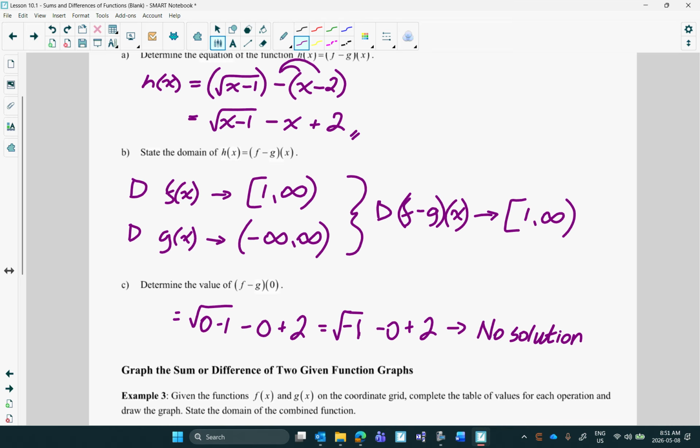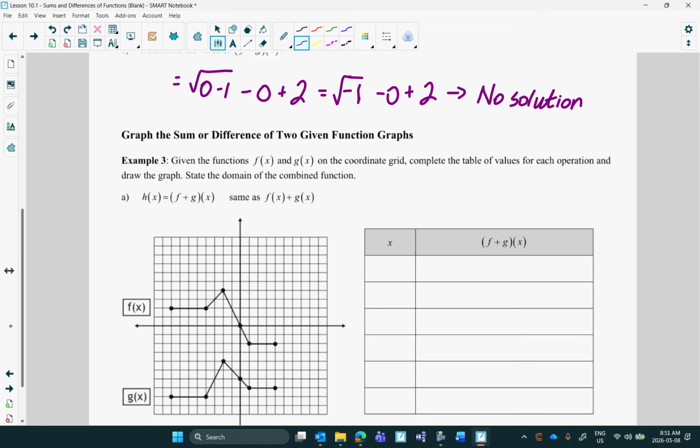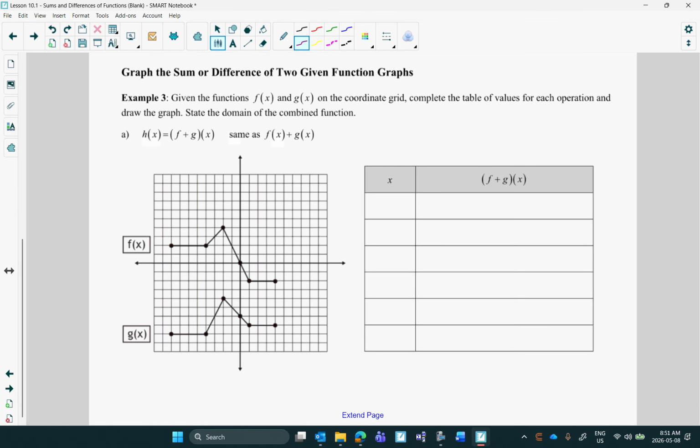Okay, the last thing we're going to look at: what if you're given the graphs of the functions and you're asked to graph the combined function by addition or subtraction? So for example, these two. This is the graph of f of x. This is the graph of g of x. You only graph the portion that each of them have in common for the domain.